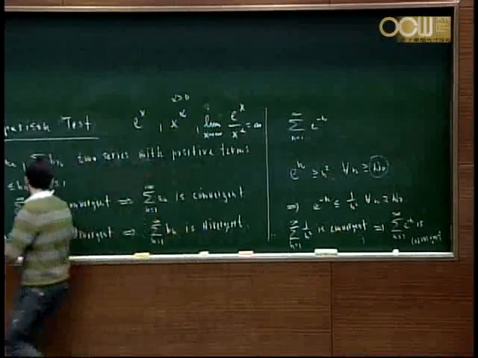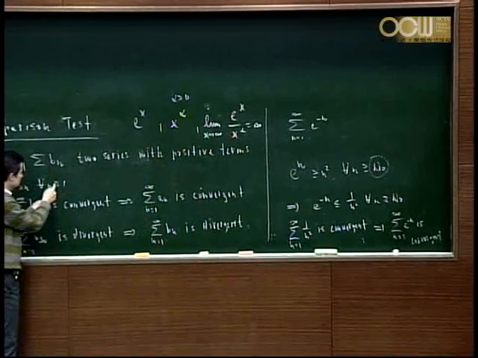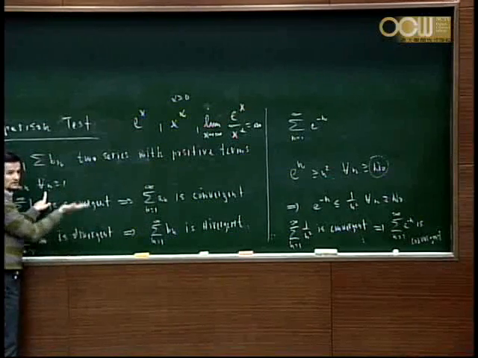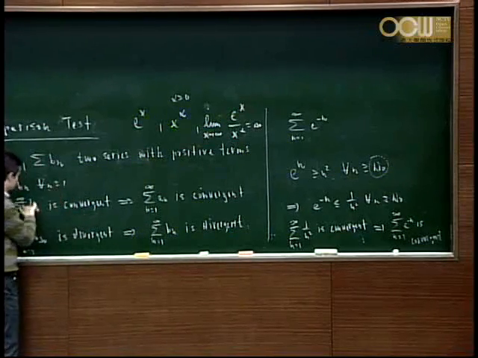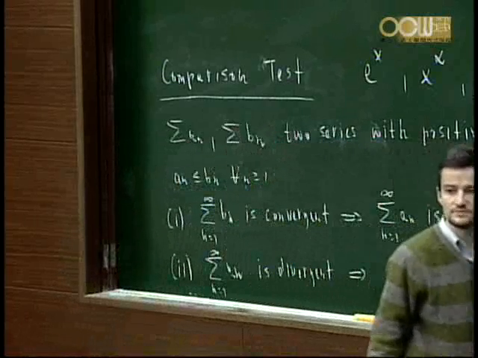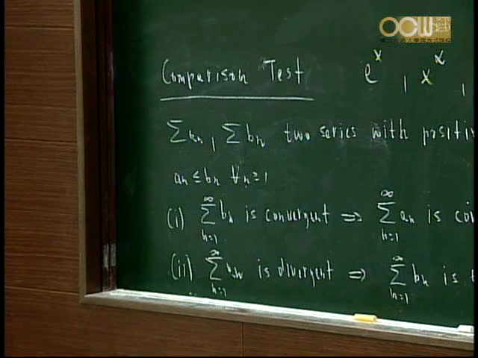Here, of course, I write for all n larger or equal than 1, but the 1 can be replaced by any large number, because this essentially boils down to throwing away terms from the series, which does not affect the convergence behavior. Does this answer your question? Okay.